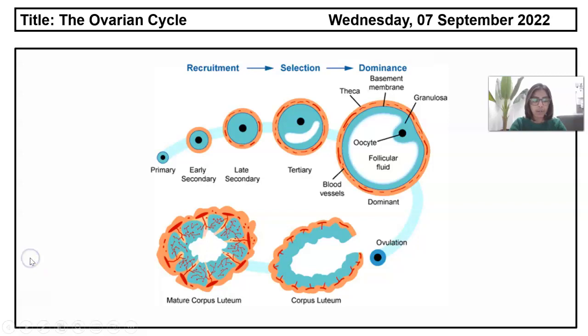Today's lesson is going to be on the ovarian cycle. This is a series of events that occurs inside the ovary, ranging from the development of an oocyte to ovulation, and then what happens as a result after that.